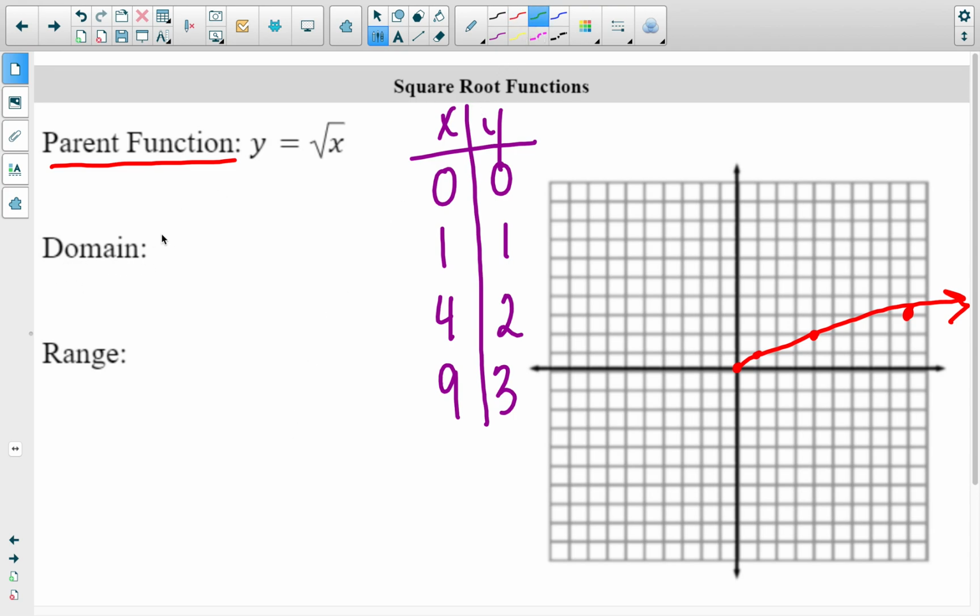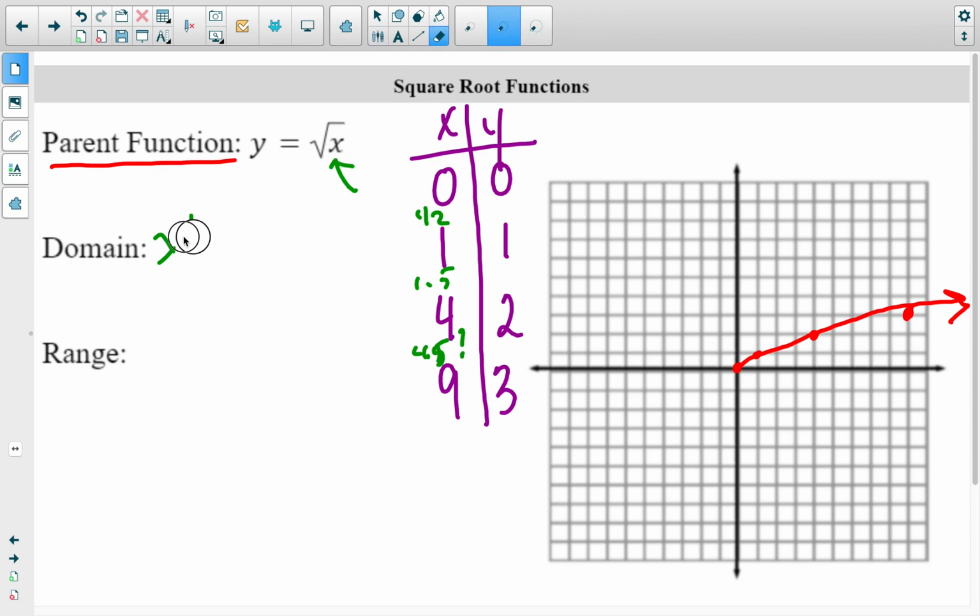Our domain here: what are possible values for our x's? 0, 1, 4, 9. Could we plug in 1/2? Could we plug in 1.5? Could we plug in 4.5? If we plug in those positive values, we're going to get real numbers back. So any positive number is just fine, including 0. What about negatives, though? If I plug in -1, I'm no longer going to be working with real numbers. I go into imaginary land.